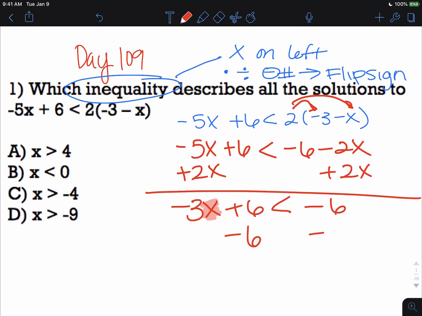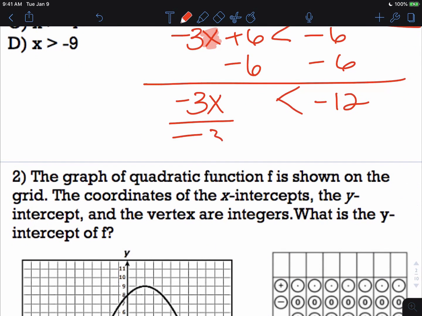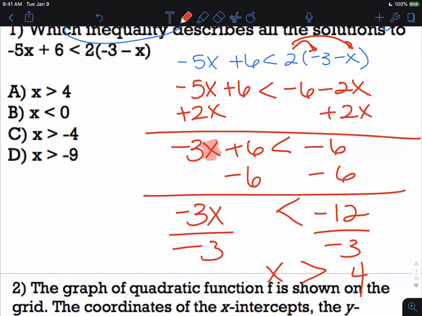So I'm going to move my 6. Again, I did not multiply or divide by a negative number, so I'm going to go ahead and leave my symbol exactly the same. Now I'm going to do great divide, whatever my coefficient is. And because I did divide on both sides by a negative number, my symbol is going to change directions. So my answer should be A.